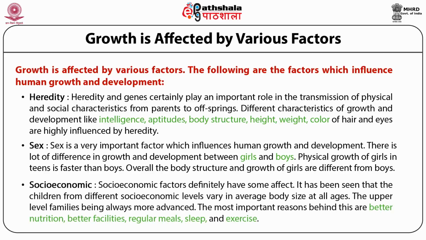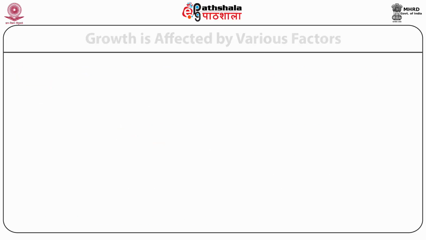Socioeconomic factors definitely have some effect. It has been seen that children from different socioeconomic levels vary in average body size at all ages, the upper level families being always more advanced. The most important reasons behind this are better nutrition, better facilities, regular meals, sleep and exercise. Family size also influences growth rate, as big families with limited income sometimes have children that do not get proper nutrition and hence growth is affected.